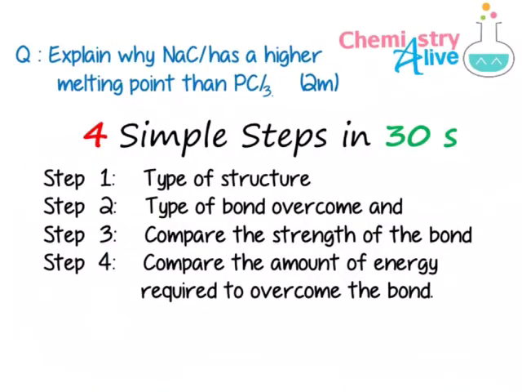Alright, let's recap what we have just learned. So, to answer such melting and boiling point questions, we have these 4 simple steps that enable you to answer such questions in 30 seconds. They are: step 1, type of structure; step 2, the bond overcome; step 3, the strength of the bond; step 4, compare amount of energy required to overcome the bond.